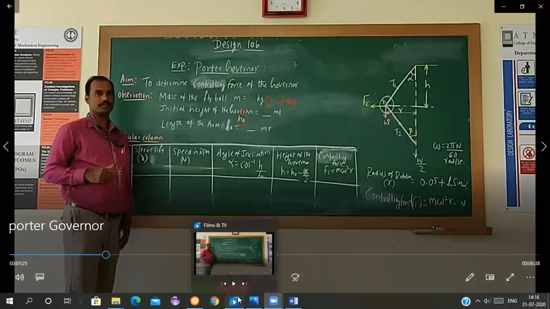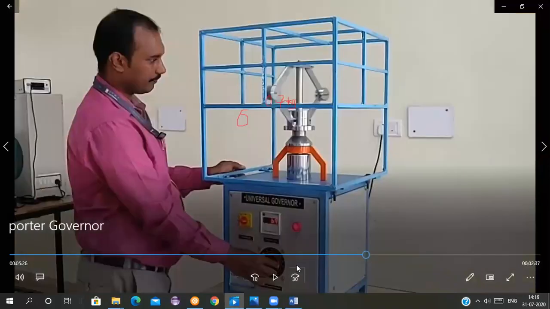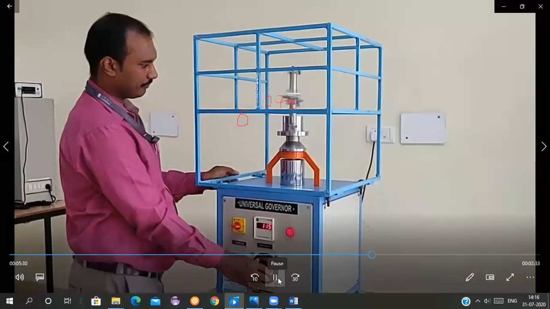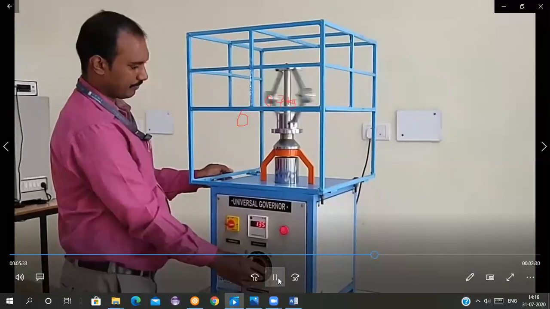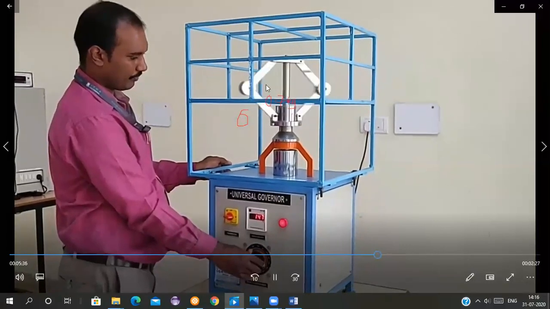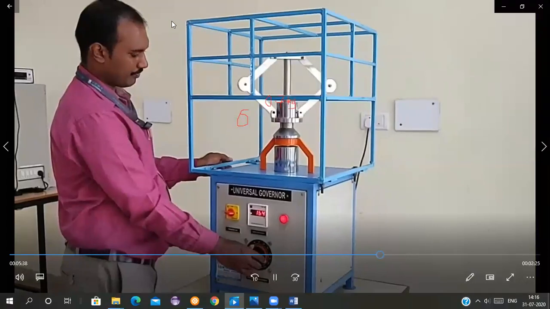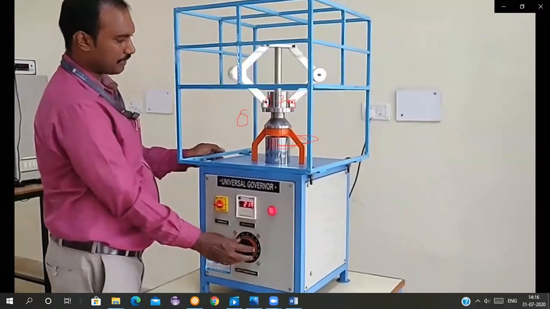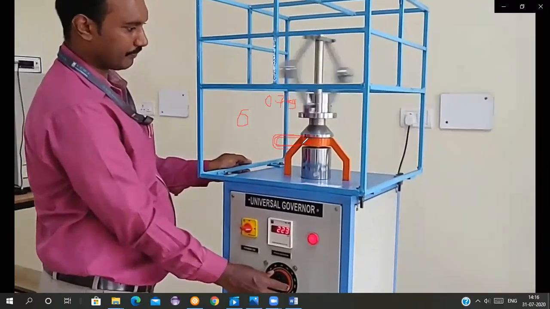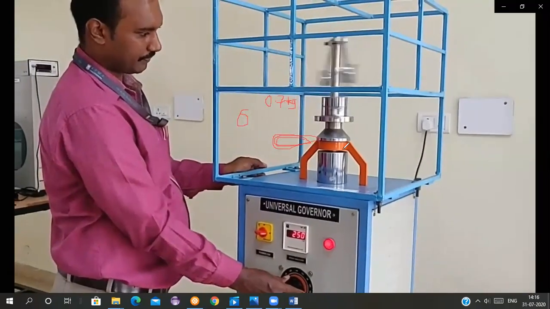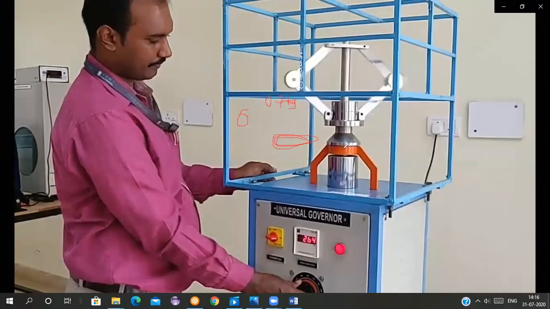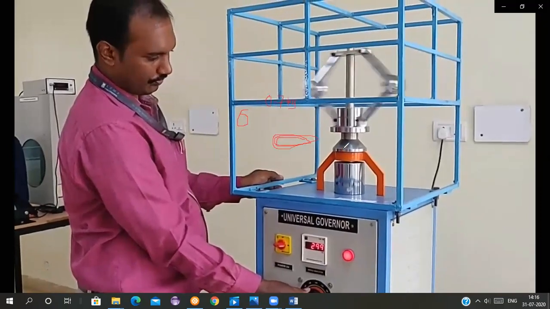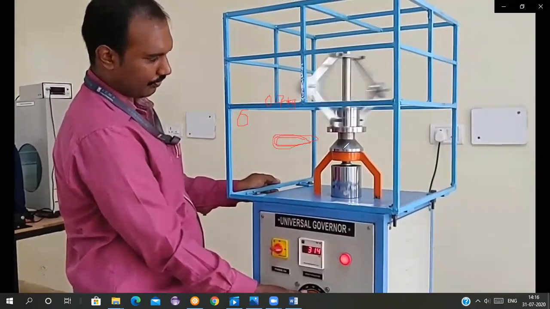Now the governor starts moving, but the sleeve is not getting lifted up. You can see there is not a single movement of this sleeve. But as the speed is increasing, there will be some upward force created, and as soon as it reaches around 300, it is getting lifted. Vibrations have started, and you all can see it.